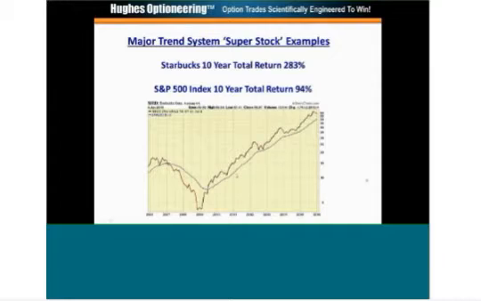And the 10-year total return for Starbucks is 283% versus a 10-year total return for the S&P 500 of 94%. This includes the dividends for the SPY. So the total return on the S&P index was 94% over the last 10 years versus 283% for Starbucks. So we like to trade these stocks that way outperform the major averages with a lot less risk and volatility. So this is an example of a super stock.